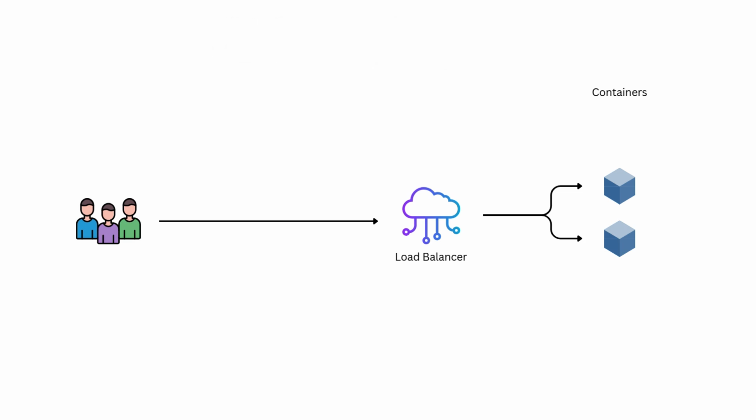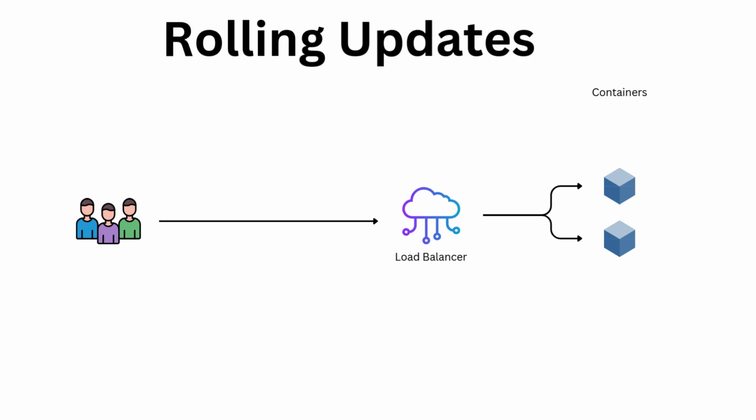Kubernetes also enables rolling updates, which means you can update your application without taking it offline. Imagine you need to deploy a new version of your app. Kubernetes gradually rolls out the update to your containers one at a time. It ensures that the new version is running properly before taking down the old one. If something goes wrong, it can automatically roll back to the previous stable version.